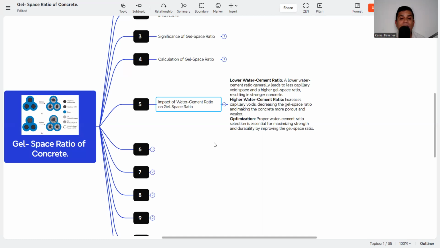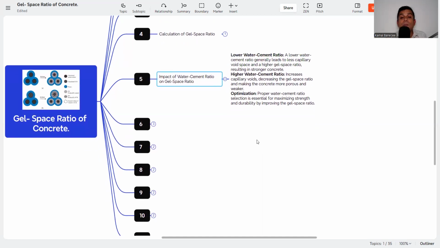So what is water cement ratio, how to select the water cement ratio, and what are the factors affecting the water cement ratio? I have made a detailed video, the link is in the description. Please check, you will get the full information. It is required to optimize the water cement ratio in order to get the right gel space ratio and the strength and durability of the concrete. Proper water cement ratio selection is essential for maximizing strength and durability by improving the gel space ratio.